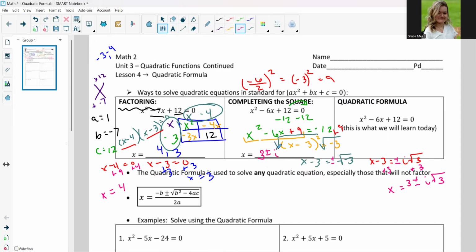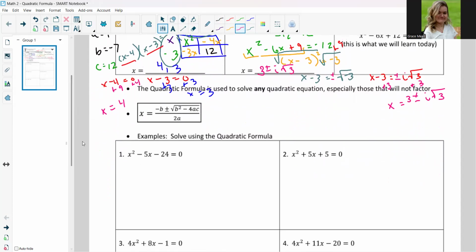Plus or minus i square root 3. Now, if all of those steps are a little bit too tricky for you, you have a third way today, which is called the quadratic formula. The quadratic formula was found by mathematicians way back in the day. If we plug into this formula, we can get the solutions to any quadratic, whether they have real solutions or imaginary solutions. It can be used anytime.